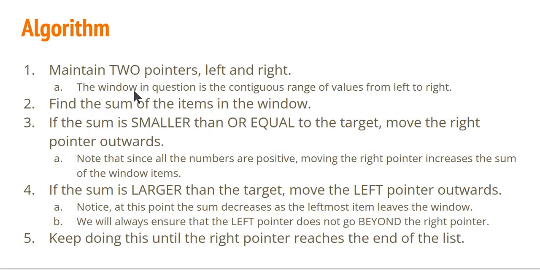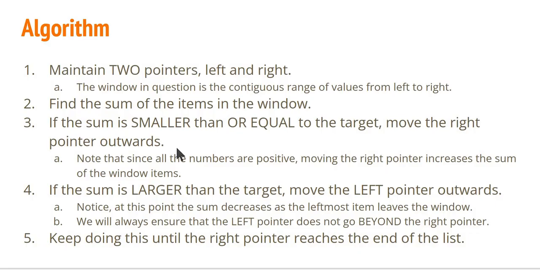Because the metric of interest is the sum of these items. So we're going to find the sum of the items in this window. We'll compare the sum with the target. If we find that the sum is smaller or equal to the target, well, we will move the right pointer outwards. Remember, the two pointers start with being zeros. At the same point, I move the right pointer outwards. In other words, I will expand the window.